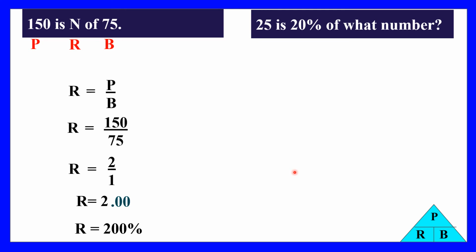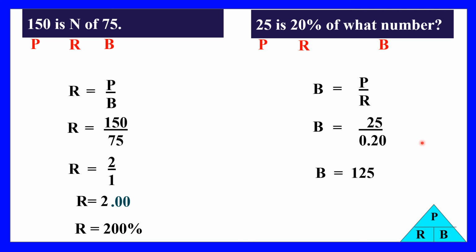Next, we have 25 is 20% of what number? Again, ito yung rate, ito yung base, ito yung percentage. Diba? So, since nawala ang base, okay, ito, gamitin natin. So, you have P over R. So, base is equal to P over R. And then, substituting, this is 25 dito sa P. And then, this is now 0.20. So, babaguhin natin yan, gagawin natin decimal. So, you have 25 over 0.20. Ayan. So, solving for that, answer is 125.